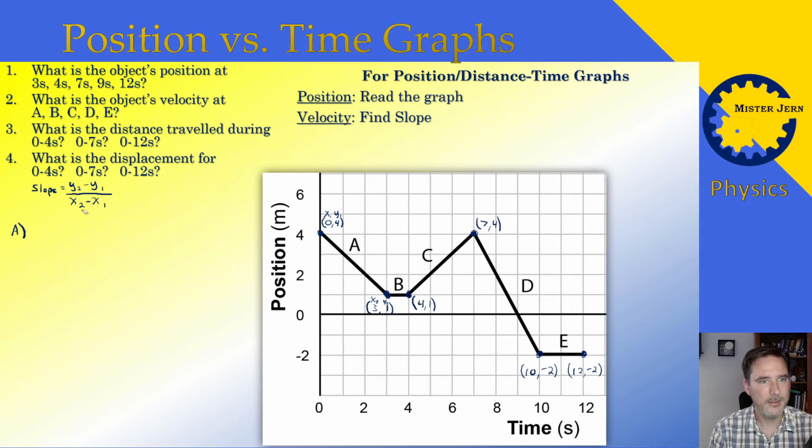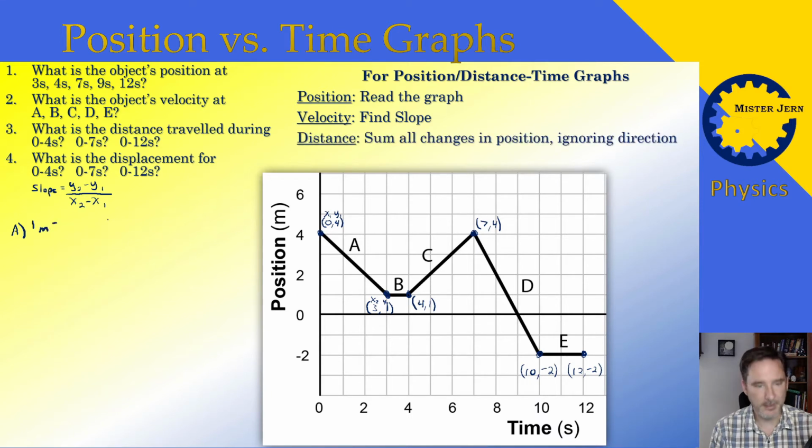y2, oh, I see what happened. This 1 looks like a 2, or 2 looks like a 1. Let's rewrite that. Clarity is going to be very important here. So 2 minus y1. So y2, as I have it labeled and it was correct before, is 1 meter.